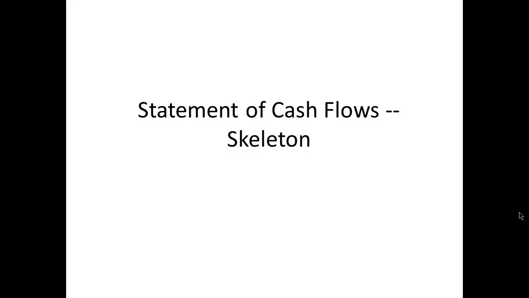Welcome to Statement of Cash Flows, Skeleton. By the end of this ACLET, you should be able to prepare the skeleton of a statement of cash flows.